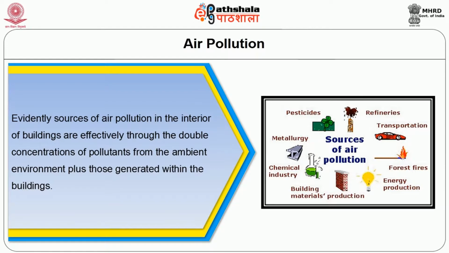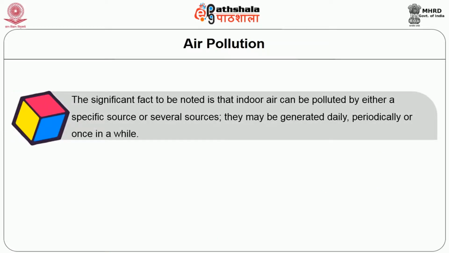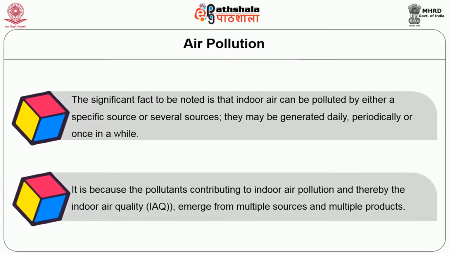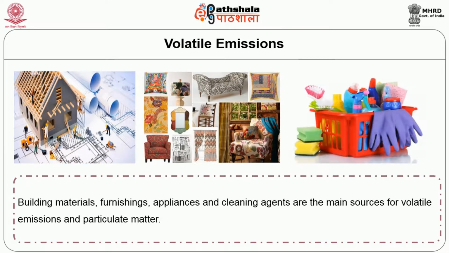Evidently, sources of air pollution in the interior of buildings are effectively the double concentrations of pollutants from the ambient environment plus those generated within the buildings. The significant fact to be noted is that indoor air can be polluted by either a specific source or several sources. They may be generated daily, periodically or once in a while. It's because the pollutants contributing to indoor air pollution, and thereby the indoor air quality, emerge from multiple sources and multiple products. Have a look at the next slide to gain an idea on the main pollutants and their sources.